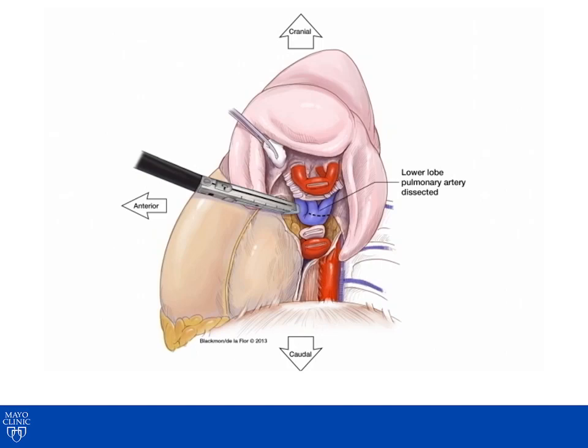Once you've completed this, all that is left or remaining is the fissure, and this can be stapled by passing a large purple load or green load endoscopic stapler from the utility port in an anterior to posterior fissure division, using lung clamps to retract the lung and expose the fissure. A clamp is placed on the bronchus as the fissure is stapled.